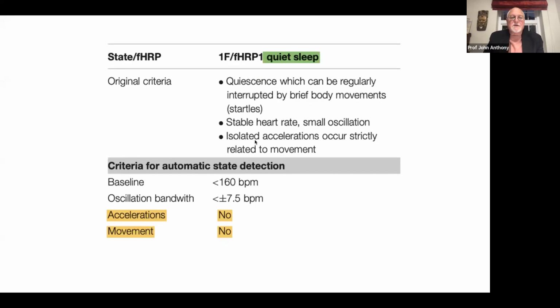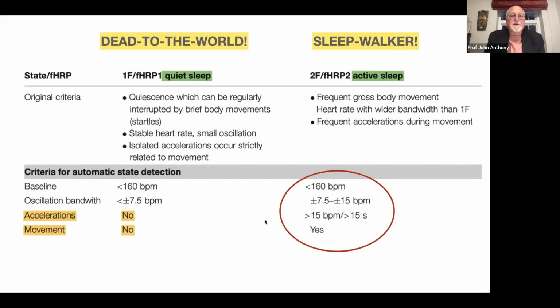And under these circumstances, when we look at the characteristics of the tracing, we'll find the baseline is in the normal range, and the variability of the tracing, the extent to which it bounces around, if you like, in terms of its bandwidth, is less than 7.5 beats per minute, and there are no accelerations and no movements evident during this period of quiet sleep. And this is, for want of a better description, what I would call the dead to the world fetus. It's fast asleep.